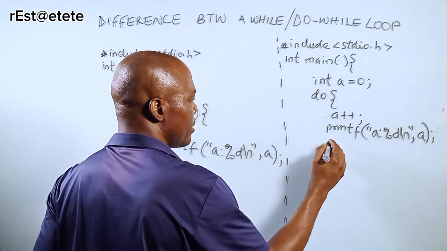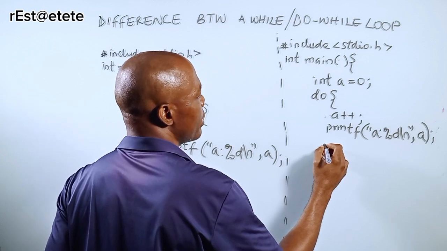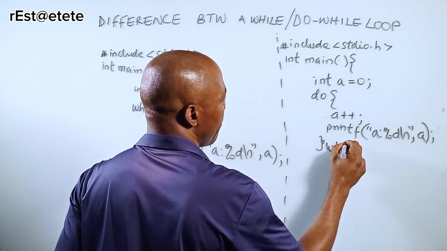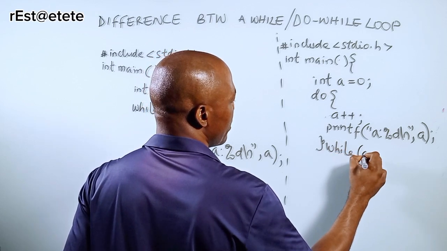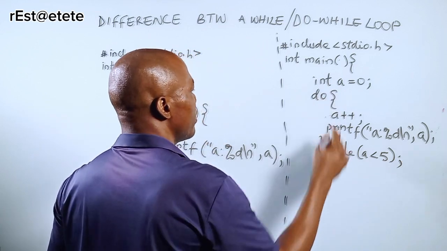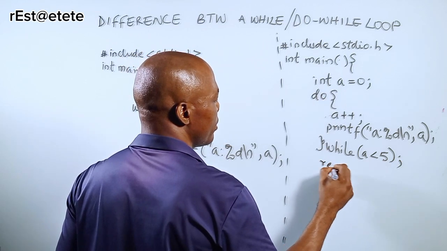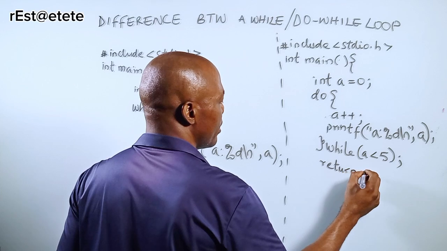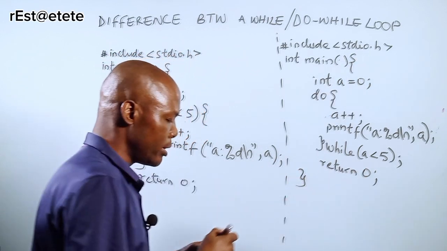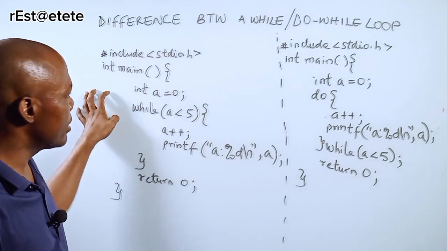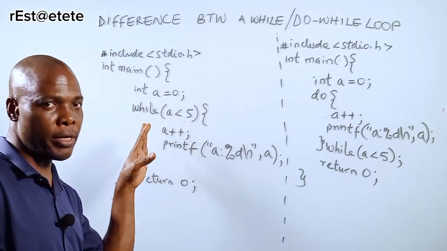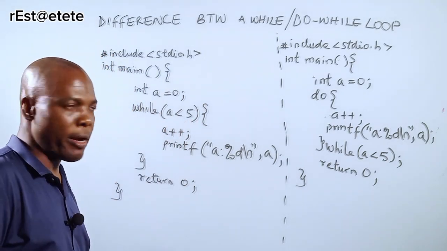All right. Hope you can still see. Then I will close this. Then I will say while a less than 5. All right. Then return 0. Then I will close this. So this is my program. This is a while loop, and this is a do while loop. Same program. So what will be the output of this program?